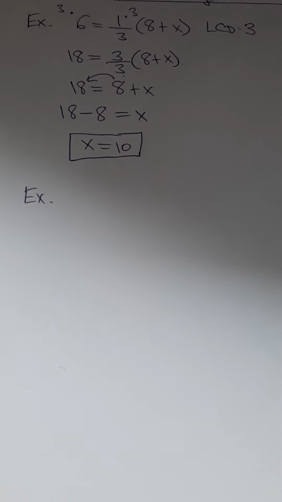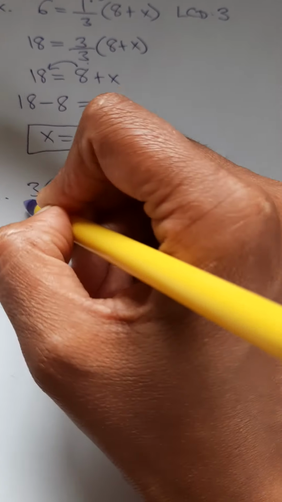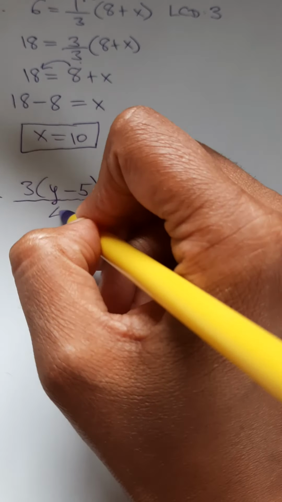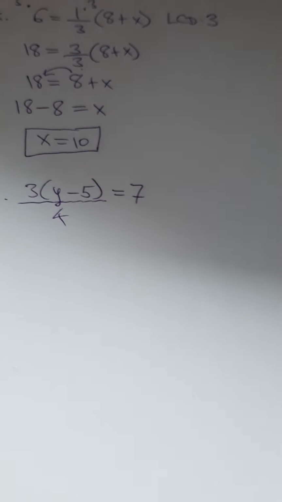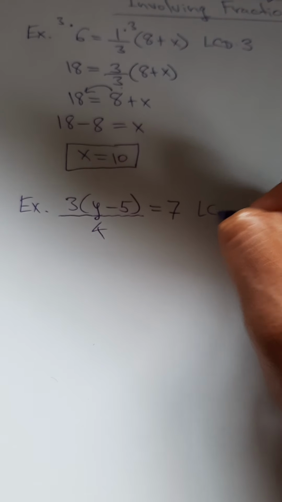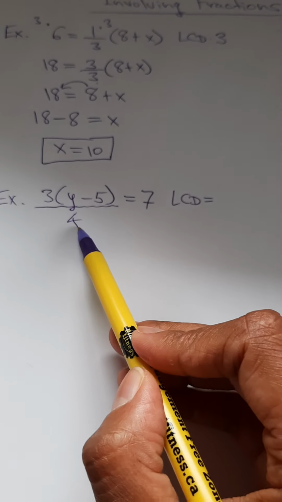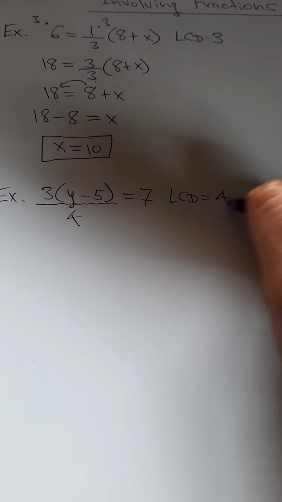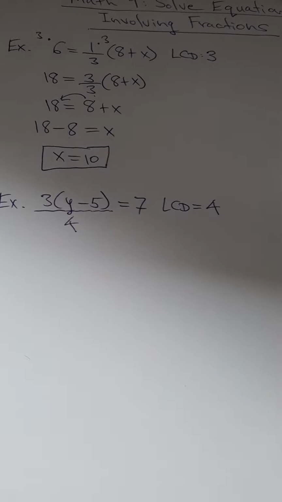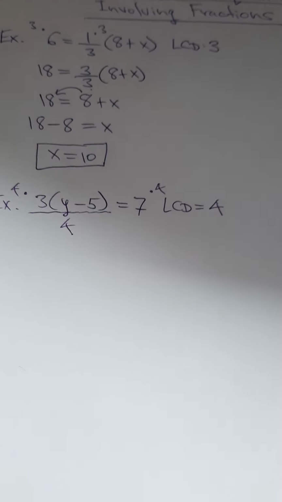So I'll just write it on the bottom. So 3, and I have y minus 5 over 4. And it's equal to 7. Okay, so one more time, if you're looking here, we're doing the LCD. So these are some simple questions. The LCD here is equal to 4. Okay, so what I want to do is just multiply by 4 on both sides like this.